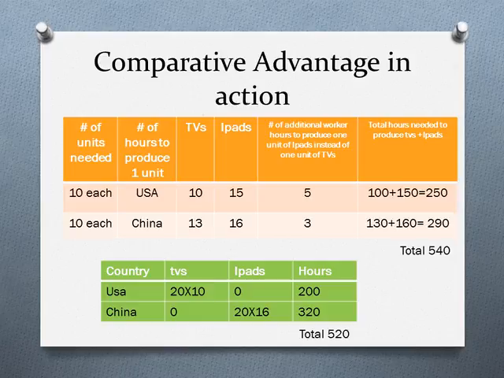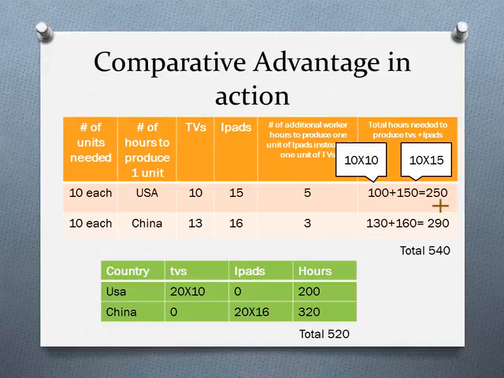So if you go through the first line there, you'll see if the United States wants 10 TVs and 10 iPads, well, you'll go 10 times 10 for TV, giving you 100 hours, and 10 times 15 to give you 150 hours. So you can see it takes them a total of 250 hours to make their 10 products. And you can do the same thing with China, and you'll see now they'll have 130 hours to make TVs and 160 hours to make iPads, giving them a total of 290. So if you add those together, the total hours from both countries would take 540 hours.